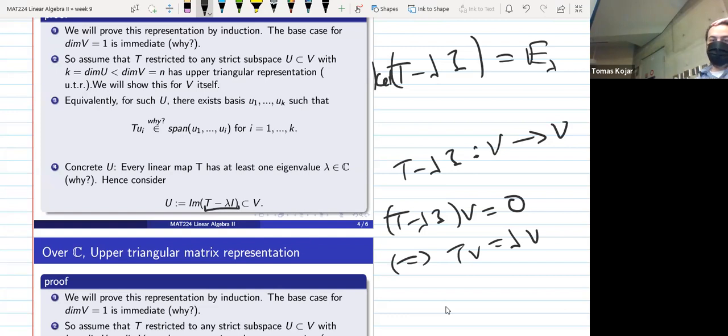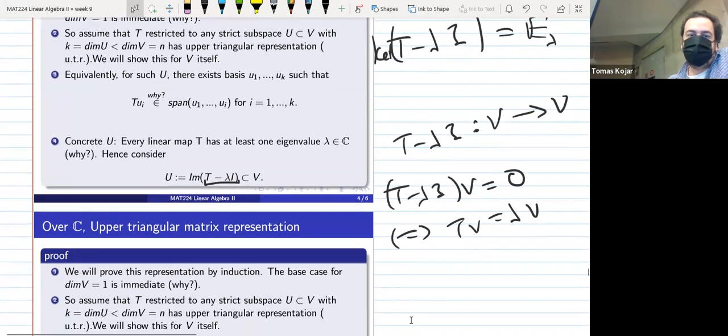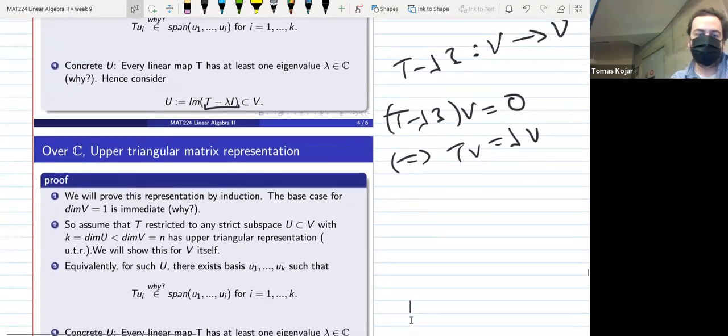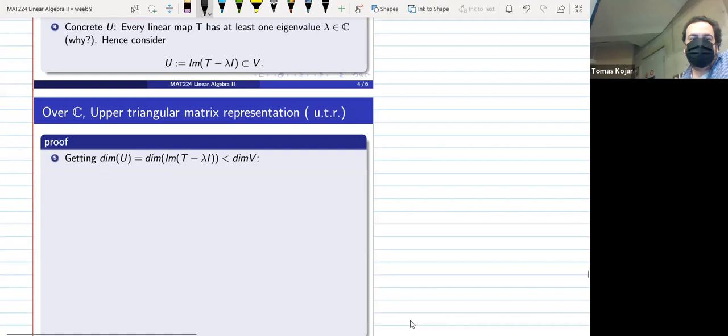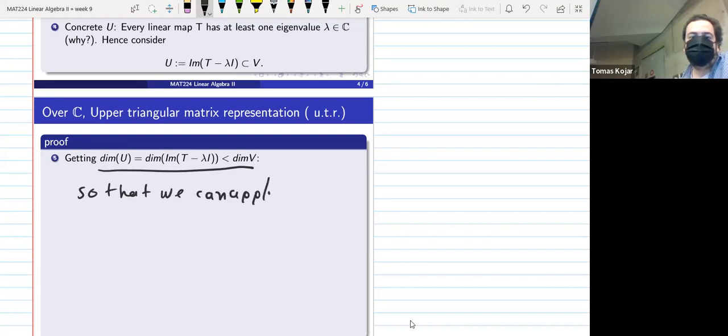So hopefully things started to spin. You have an image, you have a kernel. What's the theorem we like? Yeah, right. So the rank-nullity dimension theorem. So that's how we're gonna use this stuff here. All right. Let's see. So we have to prove that this dimension is strictly less than that of V so that we can apply our induction hypothesis.